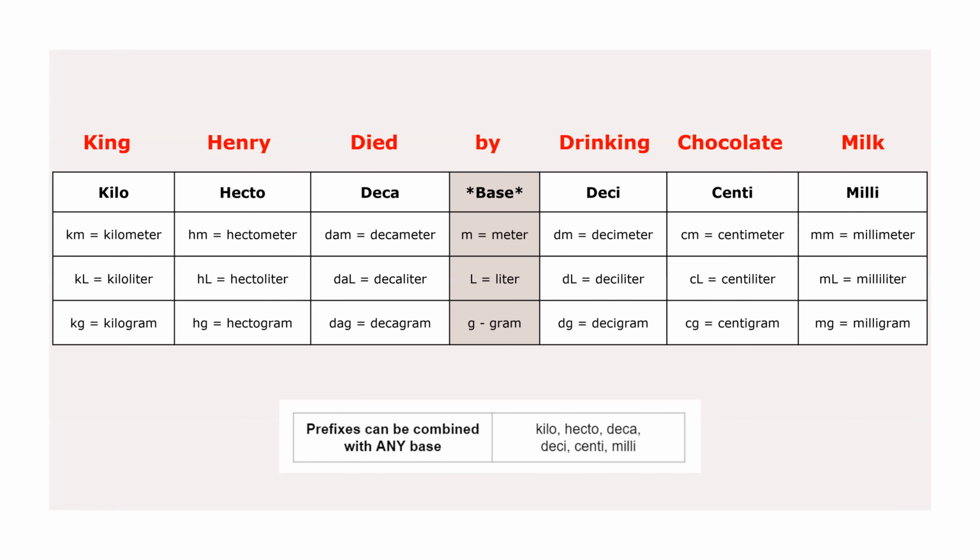Okay, so if you remember, you've seen this chart on a different video. We can combine any prefix with any of our bases. So kilo, the king, is really a way to remember that kilo is going to be the first prefix that we have. Henry is really talking about our hecto. D, Henry died, is for our deca. B is our base, and we know that there are three different bases that we can have. And then it goes on.